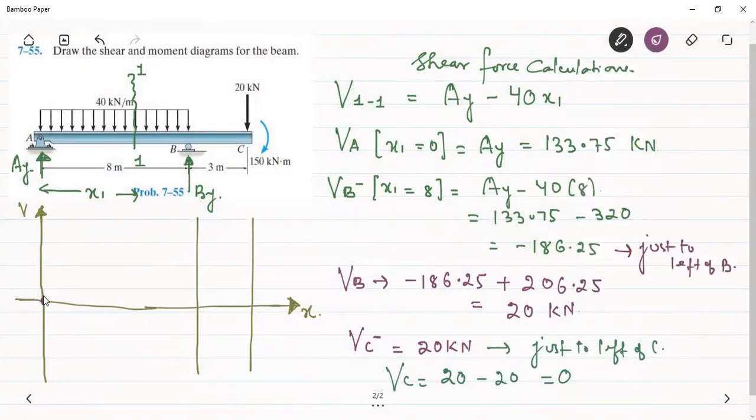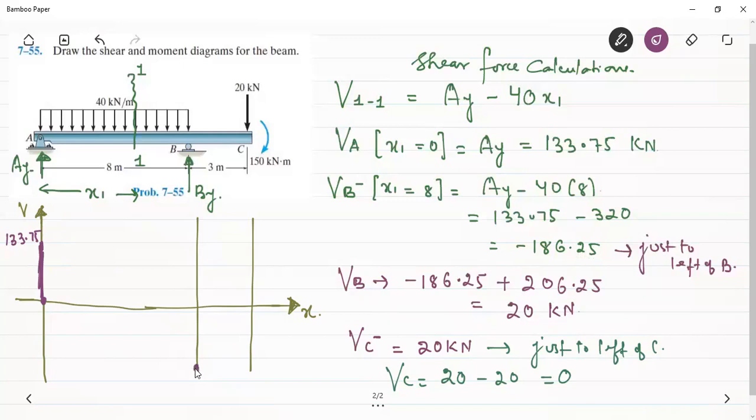You can see that there is a sudden change in the shear force at A due to this reaction. Okay, the shear force at A is equal to 133.75. So this is 133.75. This will be the shear force at A. Now we can see what is the shear force at B. So you can see that the shear force just to the left of B will be minus 186.25.